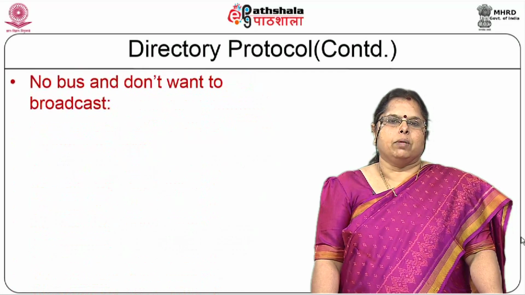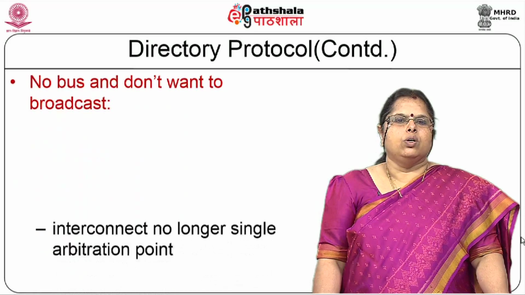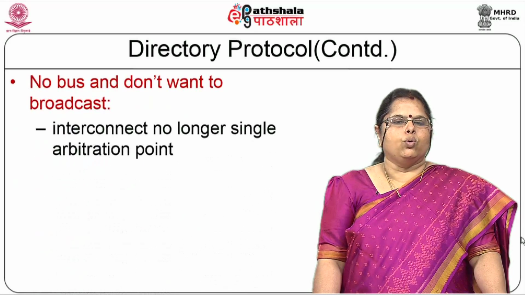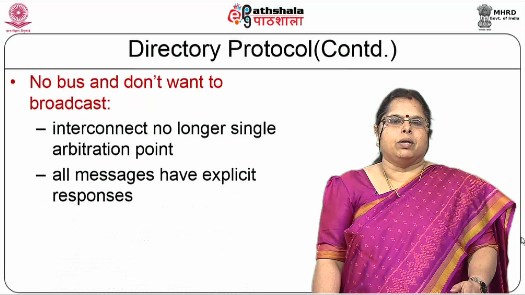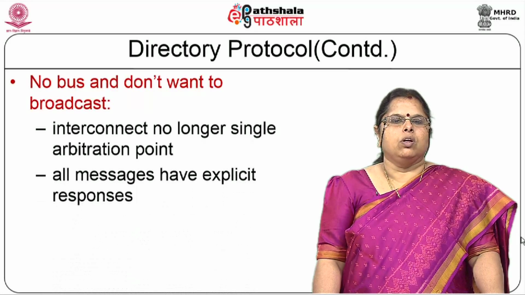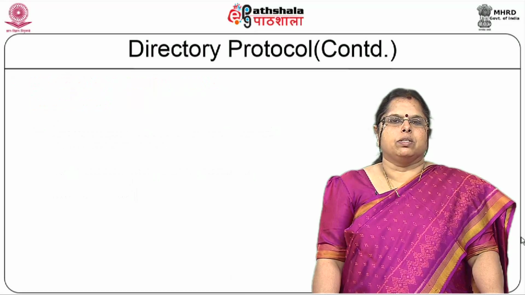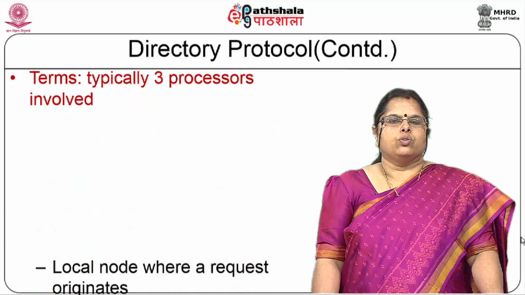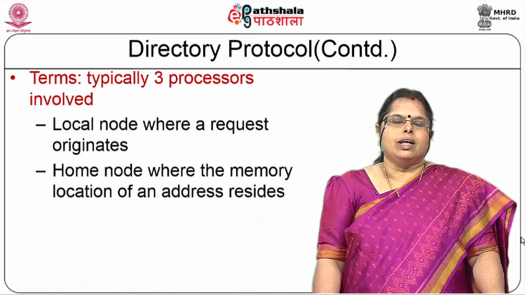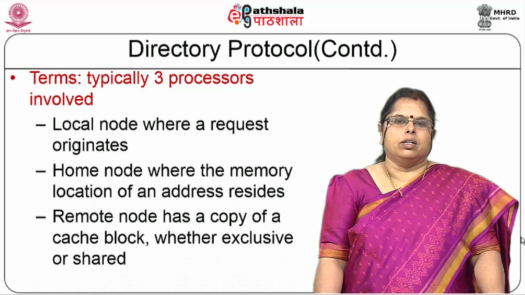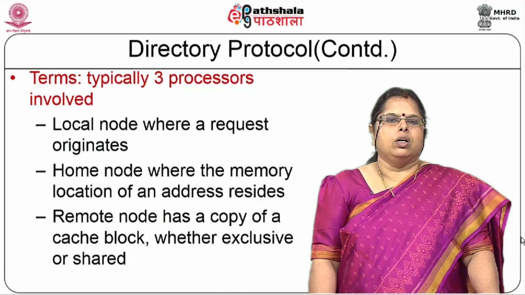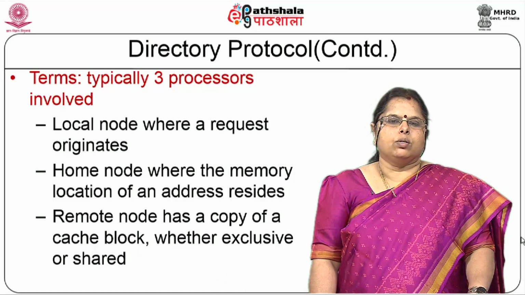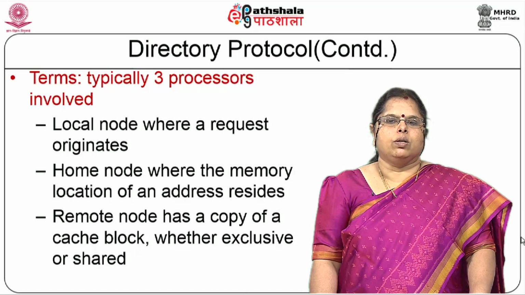So, we are looking at a message passing protocol here. You are not looking at a bus and you do not want to broadcast. The interconnect is no longer a single arbitration point as in the case of a bus. All messages have explicit responses. We basically introduce 3 terms here when you look at a directory based protocol. There are 3 types of nodes which are involved. One is a local node, the other one is a home node, and then you have a remote node.